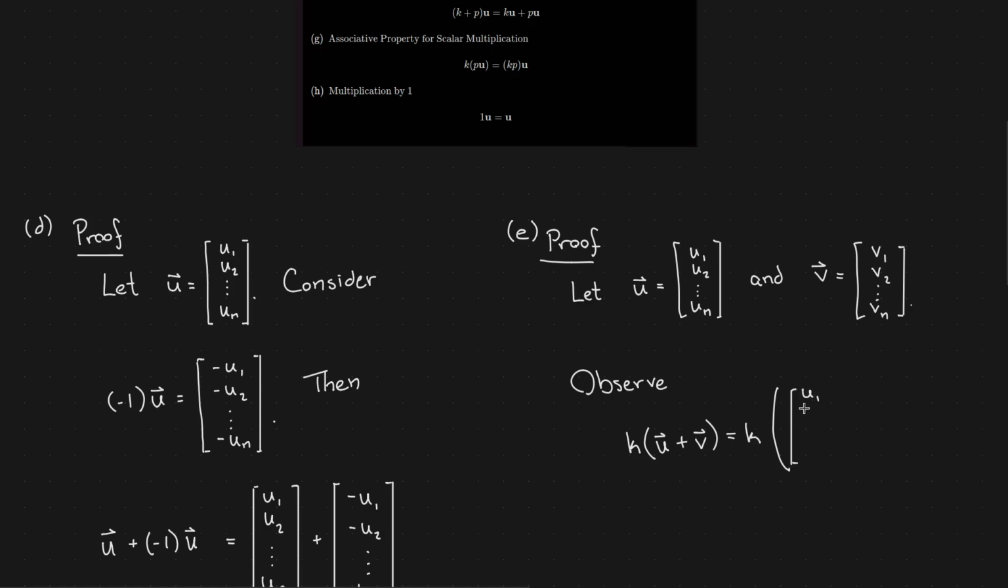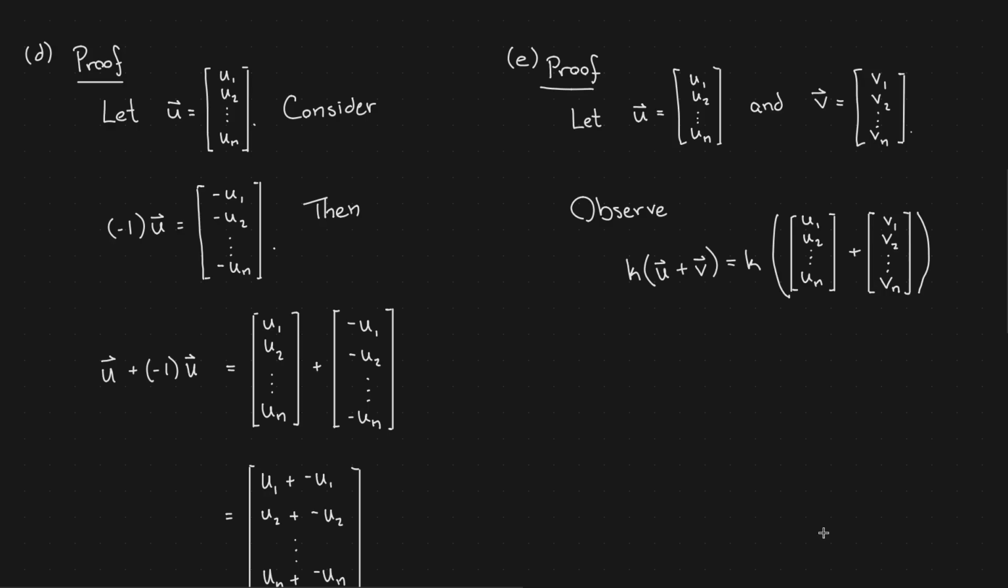So I have k times (u1, u2, to un) plus (v1, v2, to vn). All I've done is swap out the two vectors for their component forms. Now, because there are parentheses there, the next thing I'm going to do is the vector addition.